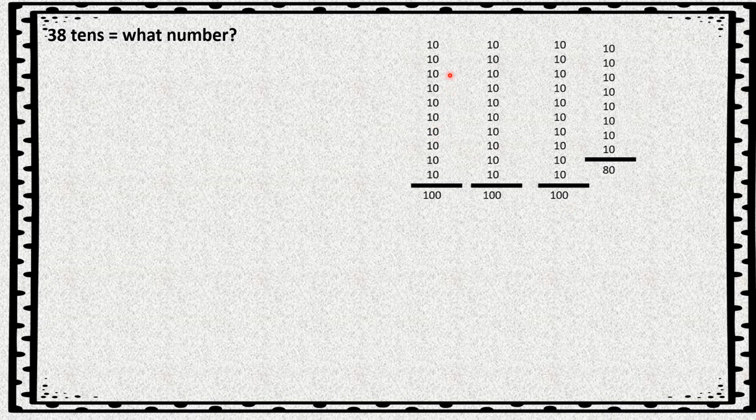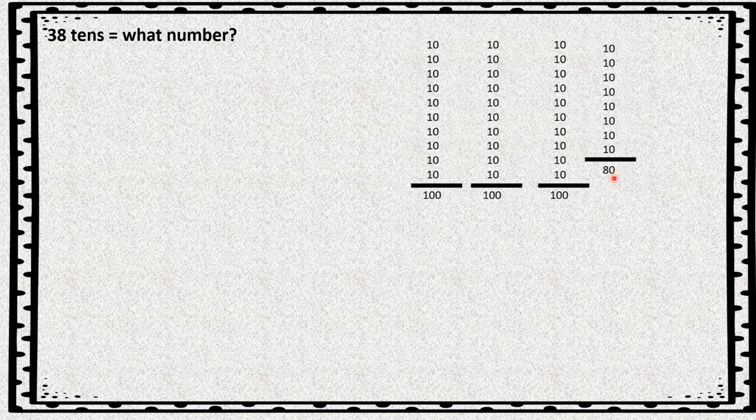So I have 3 sets of 10, okay? And then 8. 1, 2, 3, 4, 5, 6, 7, 8. If I count all of those 10s up, I'm going to have 38 tens. So 38 tens is going to equal what number? 100, 200, 300, 380. 38 tens equals 380.